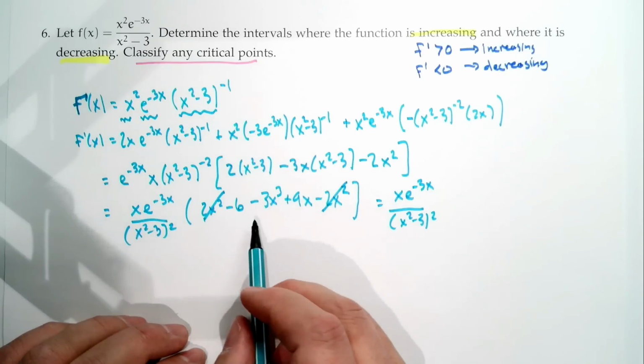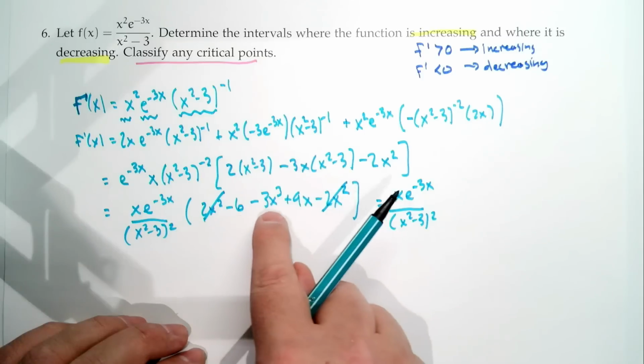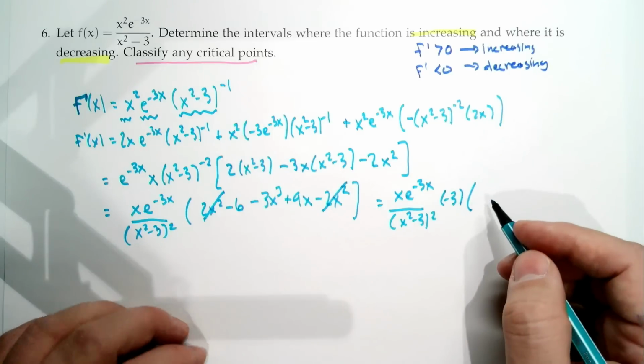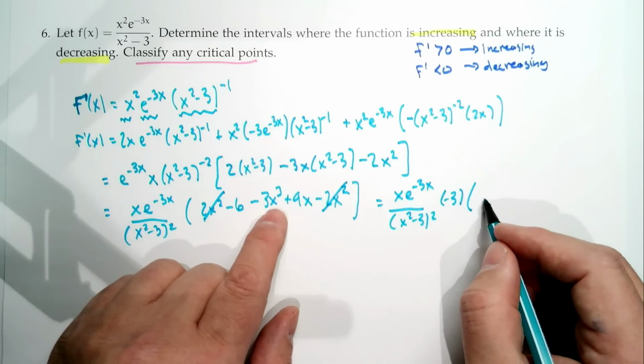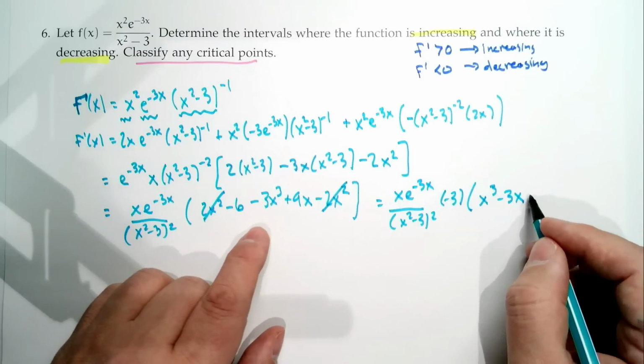And actually, let's look at these terms. Notice that what remains, everything is divisible by 3. So let's go ahead and pull out a negative 3. And what remains after we've done all that is x cubed minus 3x plus 2.